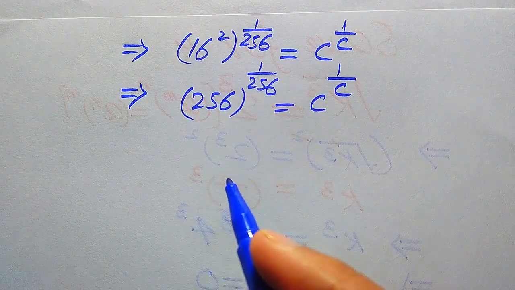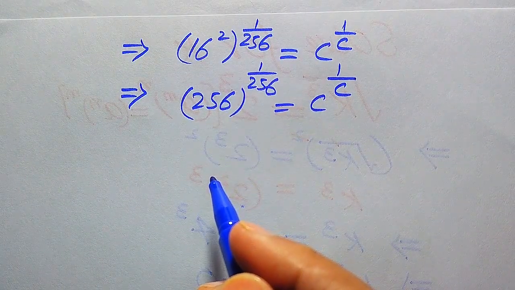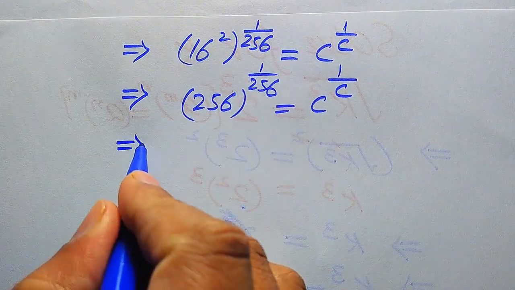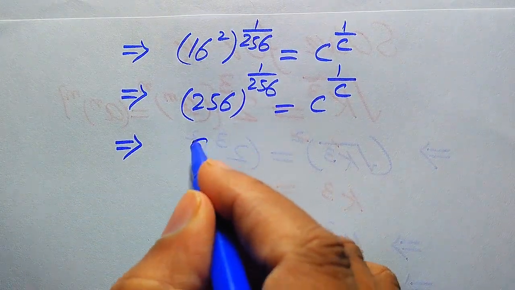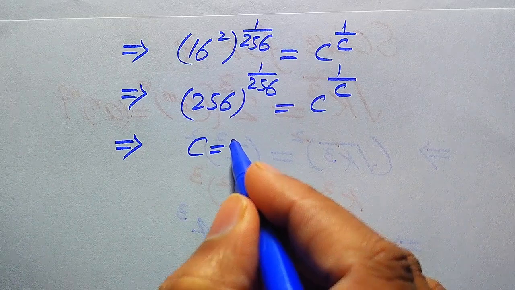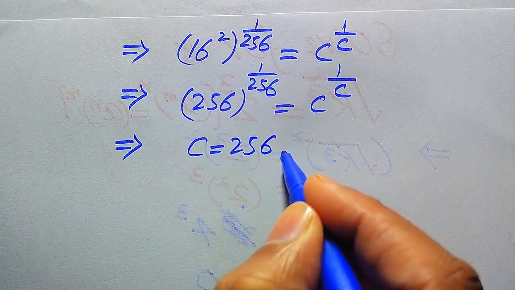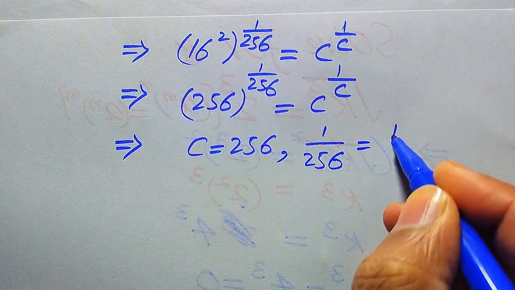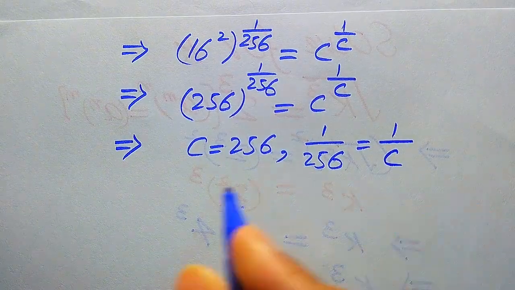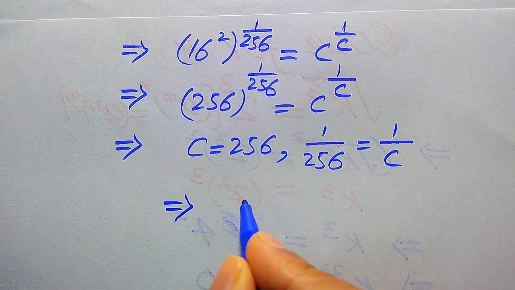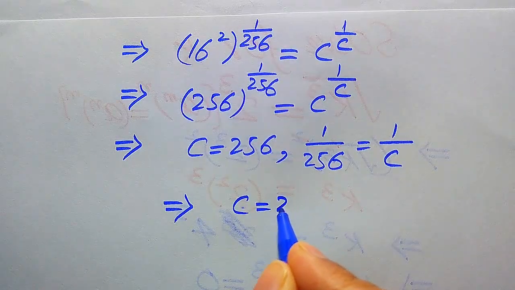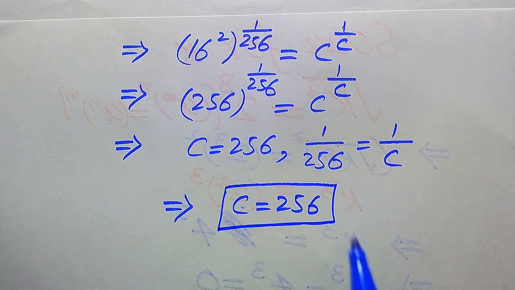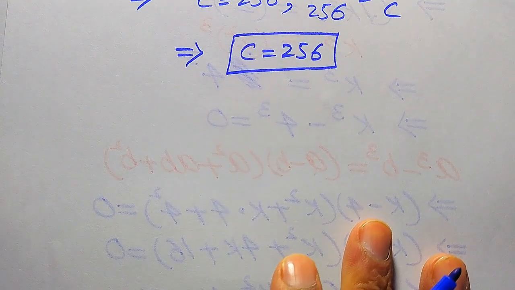And now you see here, on both of the sides the exponents are the reciprocal of the bases, and now we are ready to compare both of the sides. So when we compare the bases, you easily get the value of c equal to 256, and when we compare the exponents we get 1 over 256 equals 1 over c. So for both of these two cases we get only one value of c, and that is 256. So this is the final answer, or final root, of this question.